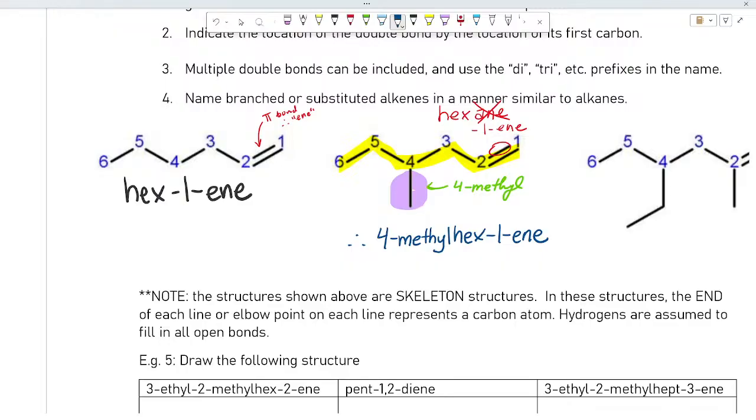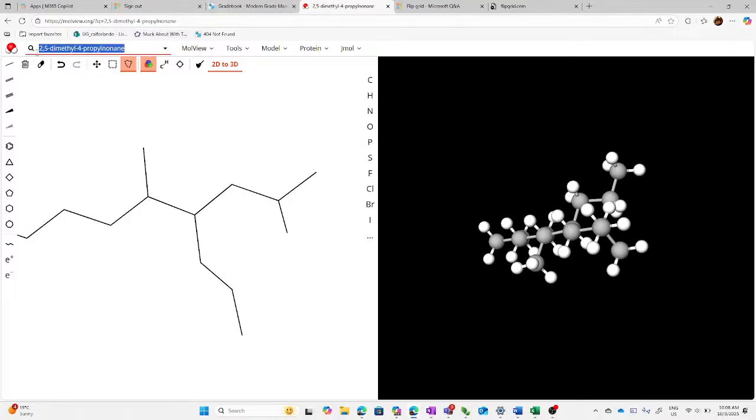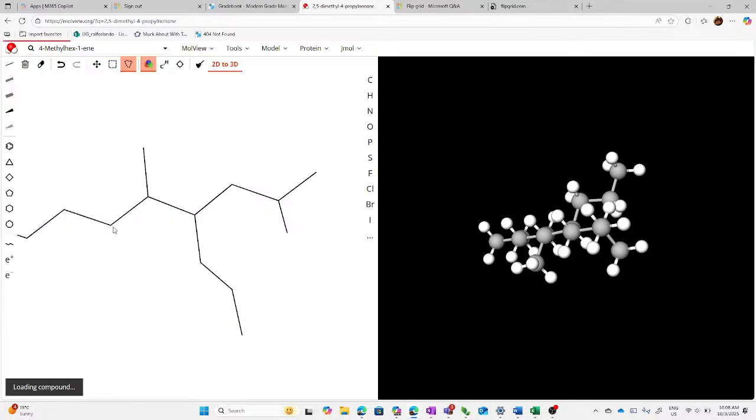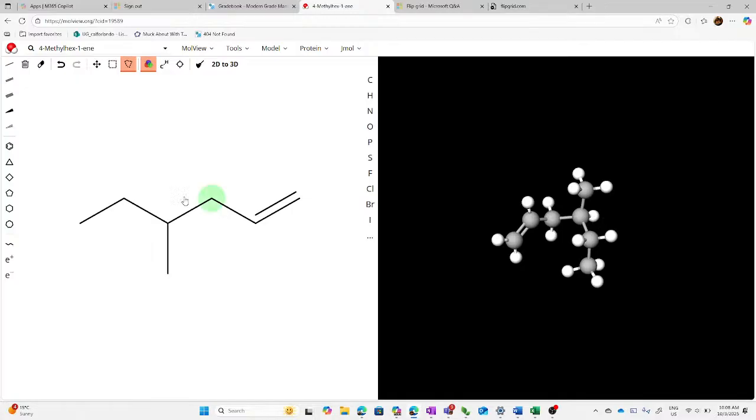Name makes perfect sense. And again, just to show you, this almost certainly won't be in the database at MoleView, right? Unless somebody's been studying 4-methyl hex 1-ene. But if I just type it in, 4-methyl hex 1-ene, let's see, is it in the database? Oh, this actually is in the database. Fair enough, it's reasonably common, right? But if we look, it's exactly what we drew there. Carbon 1, carbon 2, carbon 3, carbon 4, carbon 5, carbon 6. Between 1 and 2, there's a pi bond, and on carbon 4, there is a methyl.